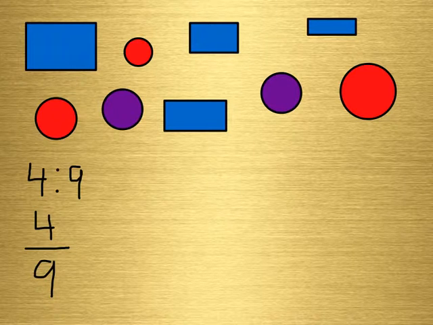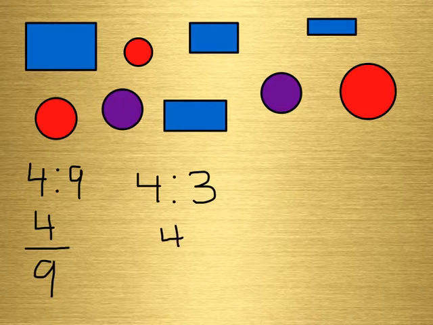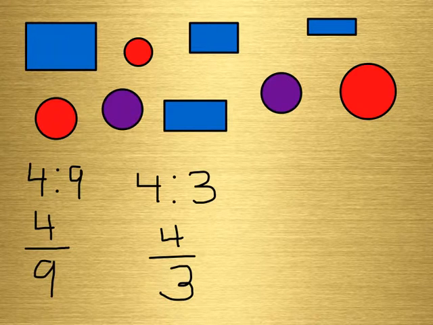Now what else can I find the ratio of? Maybe I want to know the ratio of blue shapes to red shapes. So then I'm going to count 1, 2, 3, 4 blue shapes to 1, 2, 3 red shapes. I would write that as a fraction as well. And notice that is an improper fraction, but I would still write it that way because that is the ratio of blue shapes to red shapes.